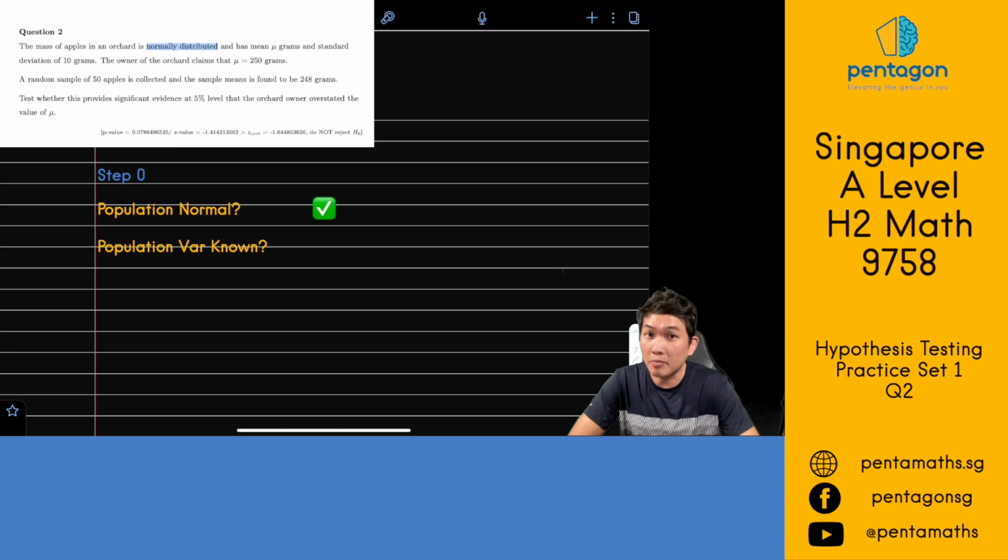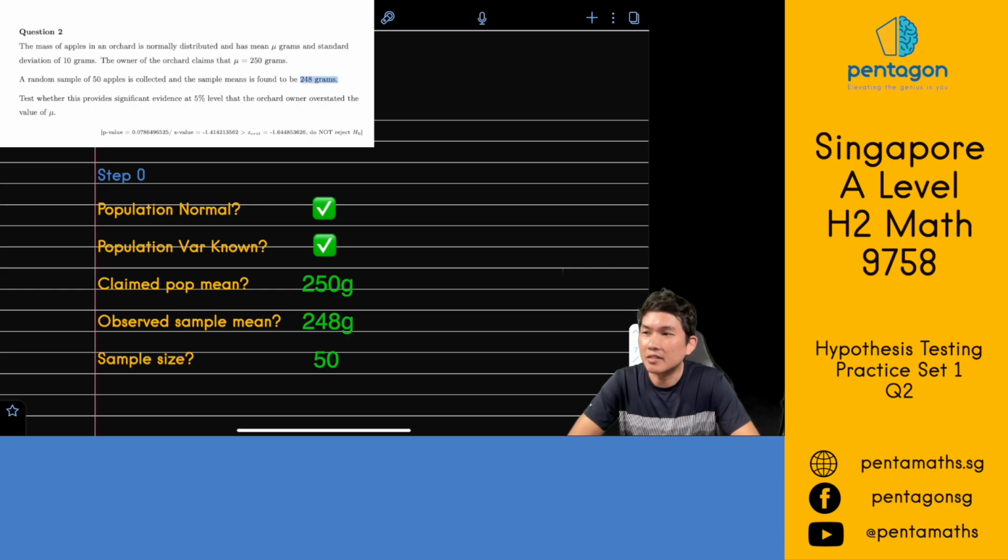Next, do I know the population variance? Yes, I'm given the standard deviation. I just need to square that to get the variance. Other important numbers to take note: the claimed population mean is 250 grams, observed sample mean is 248 grams, and the sample size is 50. Let's write that somewhere on our foolscap paper in pencil.